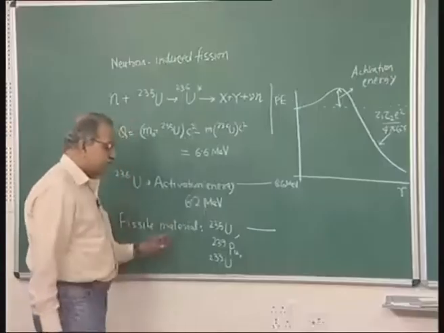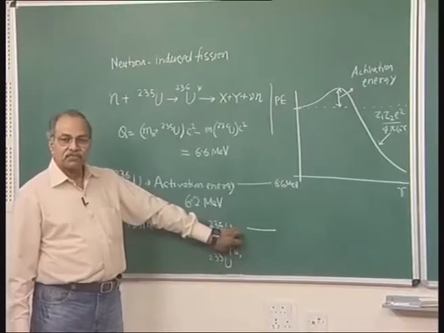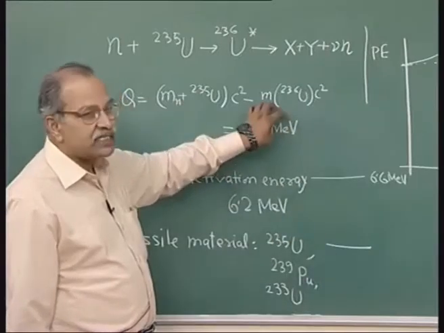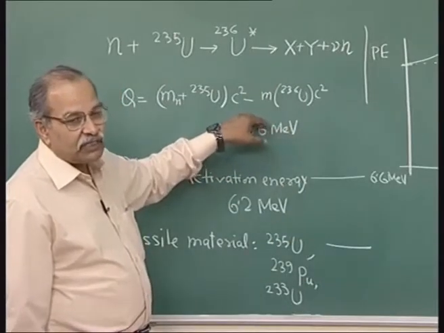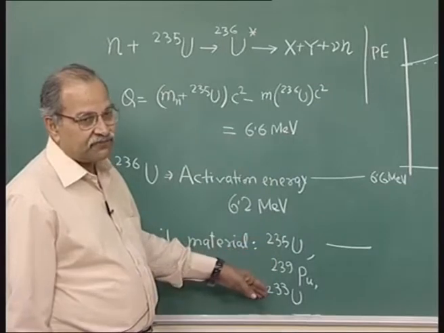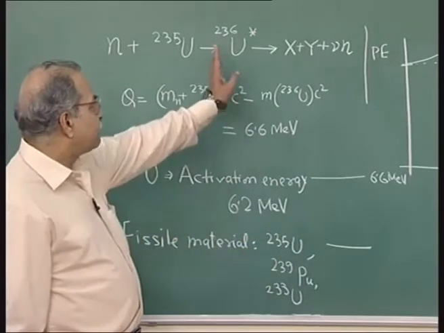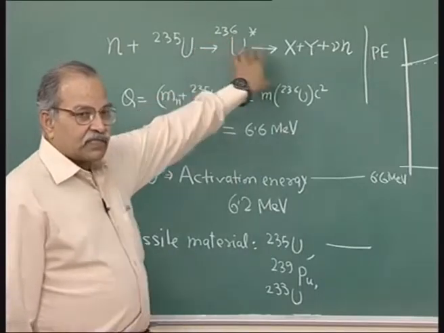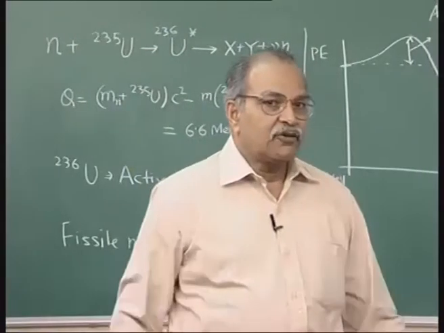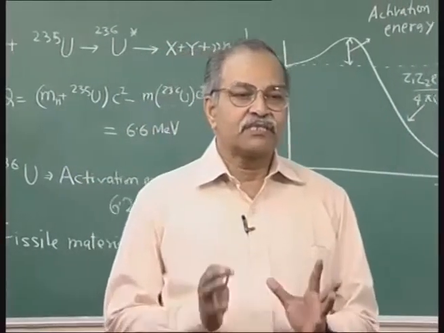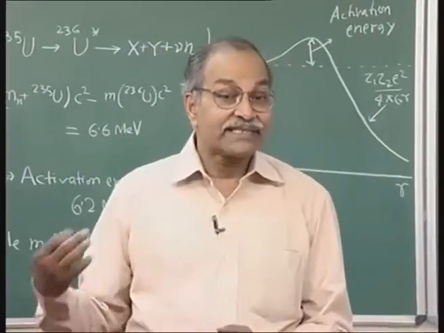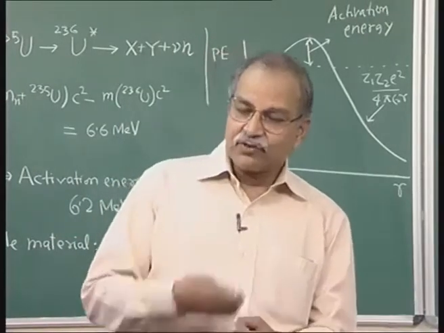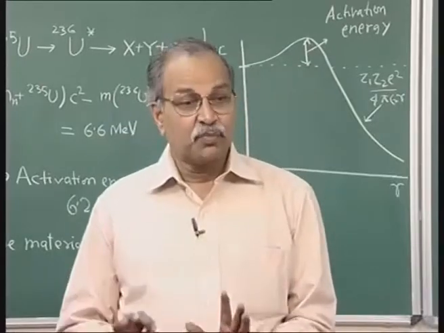These are fissile materials. If you put thermal energy neutrons or very low energy neutrons, the Q value is large enough to allow large cross sections of fission. Of course, apart from fission there are other possibilities. One possibility is scattering of neutron from this nucleus. Elastic scattering, right. So, neutron does not get absorbed and scatters. So, that is also possible.